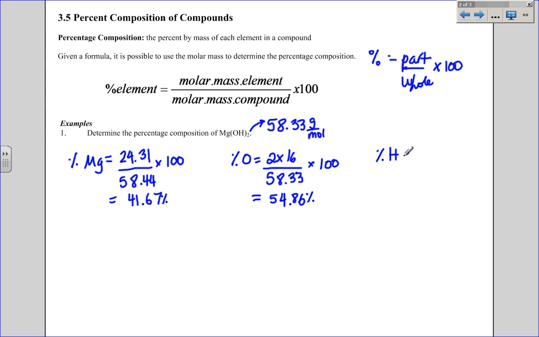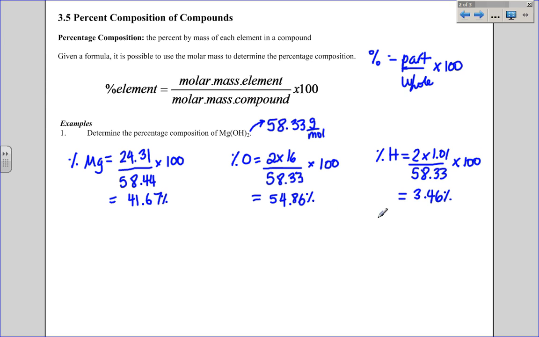To determine the percent of hydrogen in the compound, we can do the same thing by determining hydrogen's contribution to the overall mass, which is 2 times 1.01. We're going to divide by the molar mass, which is 58.33, and times that by 100. And that gives us 3.46.